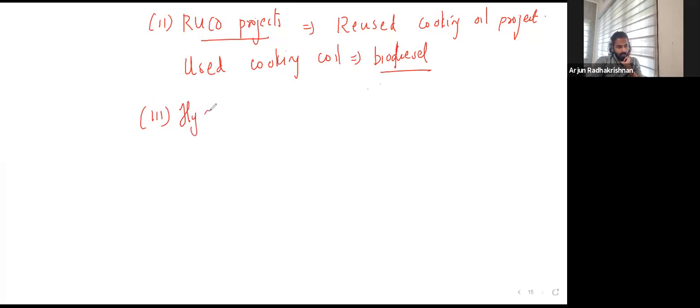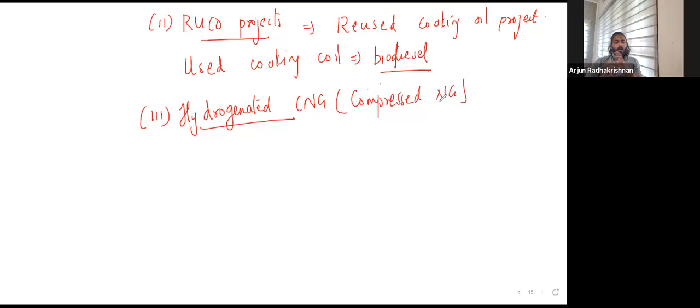Third, we are using hydrogenated CNG. CNG is compressed natural gas. So this is already getting used in the green buses in Delhi. In green buses in Delhi, we are using hydrogenated CNG. So this is the third way to reduce the use of fossil fuels. So this is the second objective.